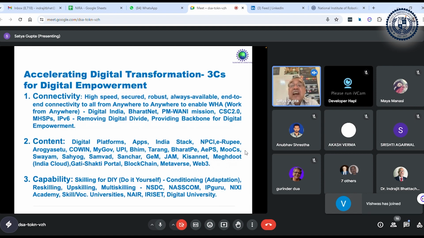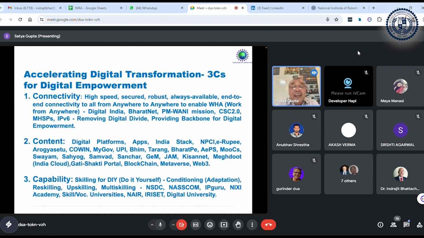And for that, at least in India, you have Digital India, BharatNet, PM Wani, CSC, MeitY, IPv6, all these things actually helping in that. The high speed, secured, always available end-to-end connectivity. So that is the first C of digital transformation.